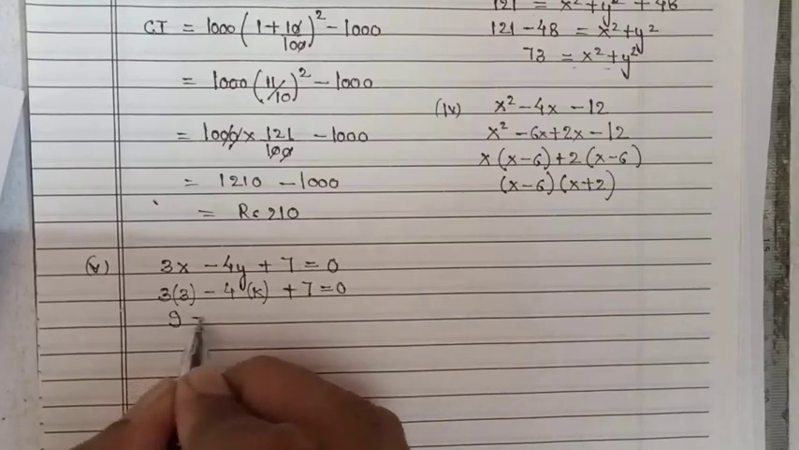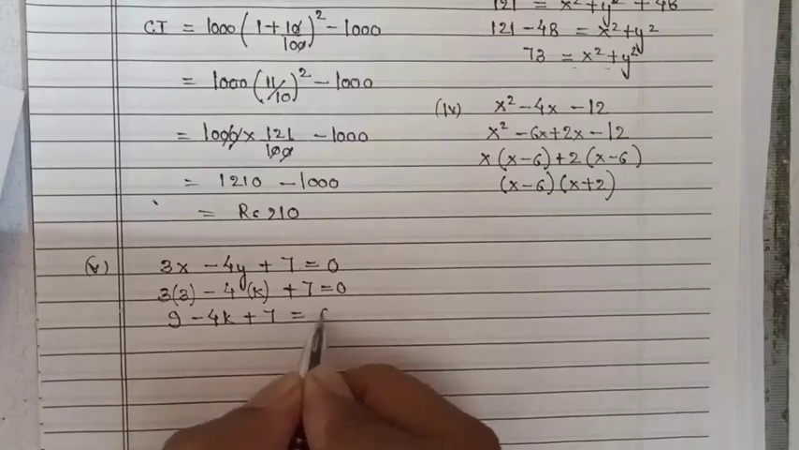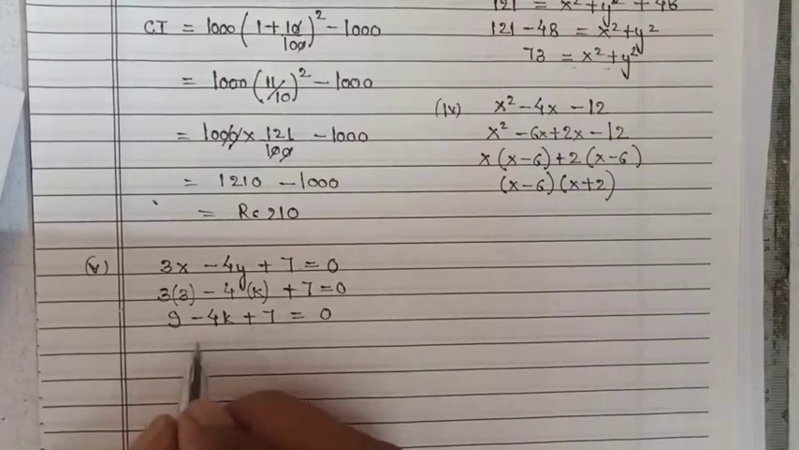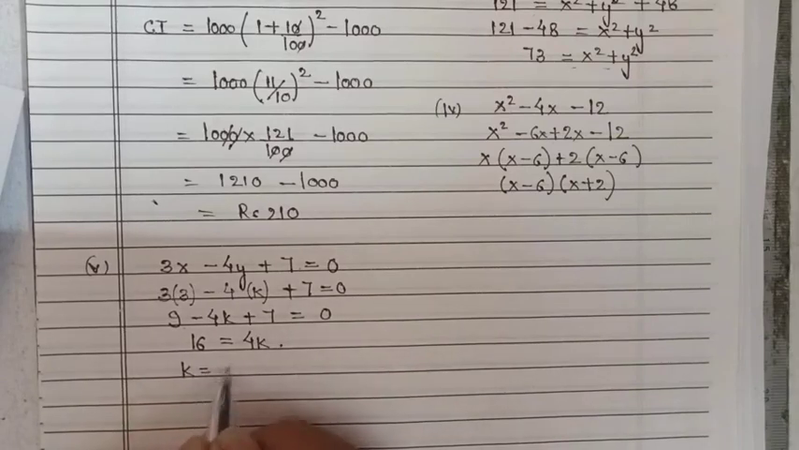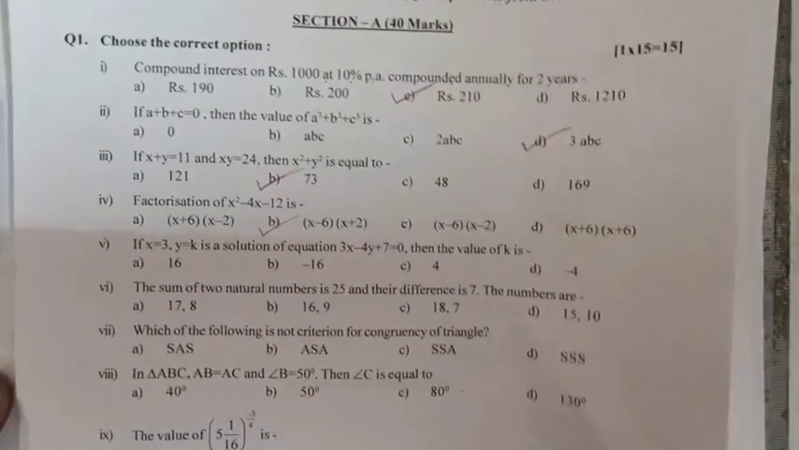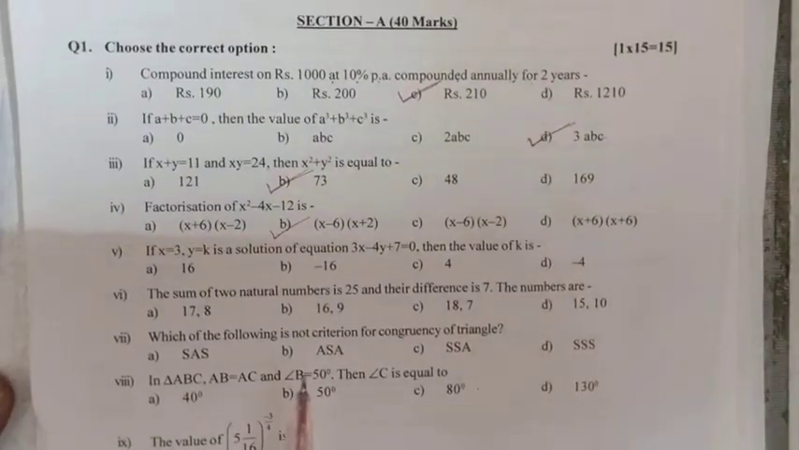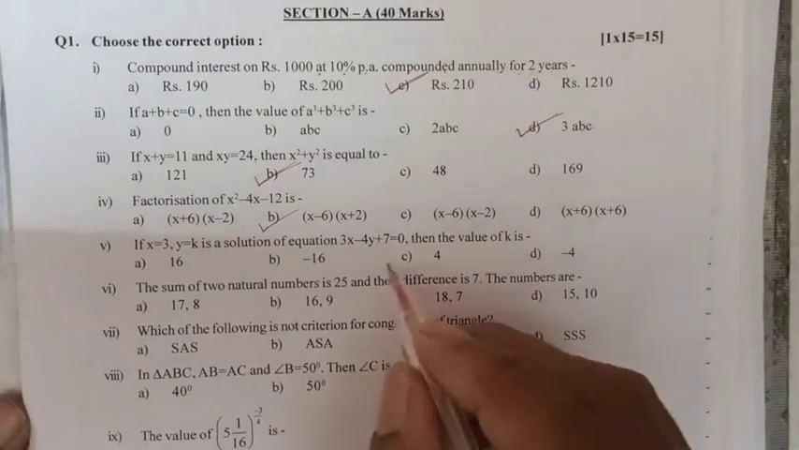This will give you 9 - 4k + 7, so this will become 16. You will transfer 4k to the other side, so you are getting value of k as 4. So we are getting value of k as 4, so our option will be C part here.